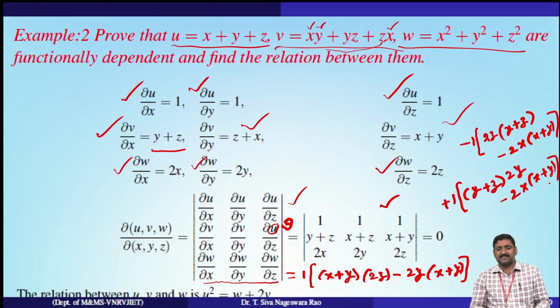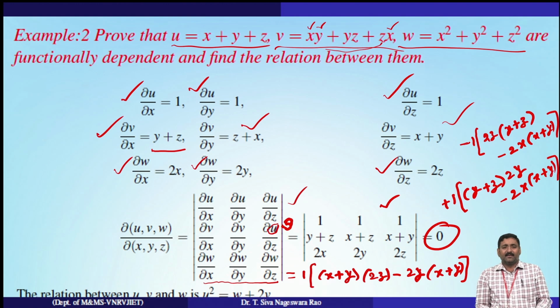Now simplify this expression, you will get the answer as 0. It means the Jacobian value is equal to 0. Therefore, we can say there is a functional relation between u, comma v and w. Now, since the Jacobian is 0, our aim is to find what type of relation will exist between u, comma v and w.